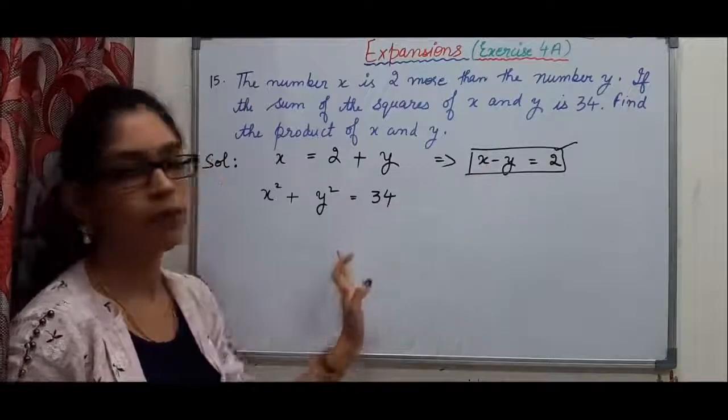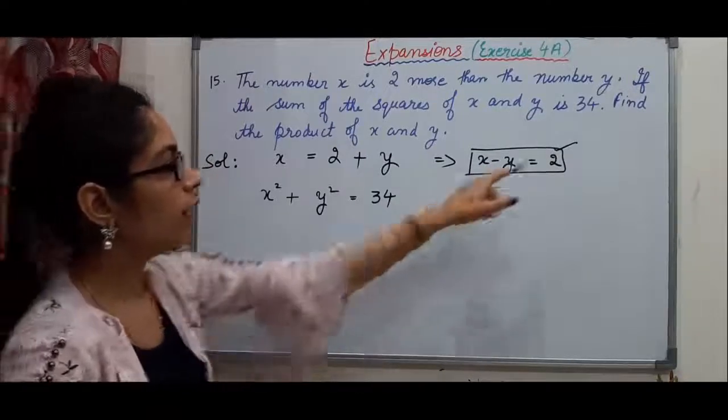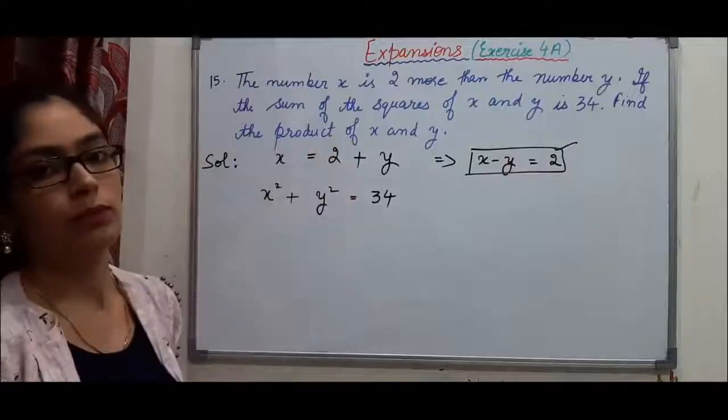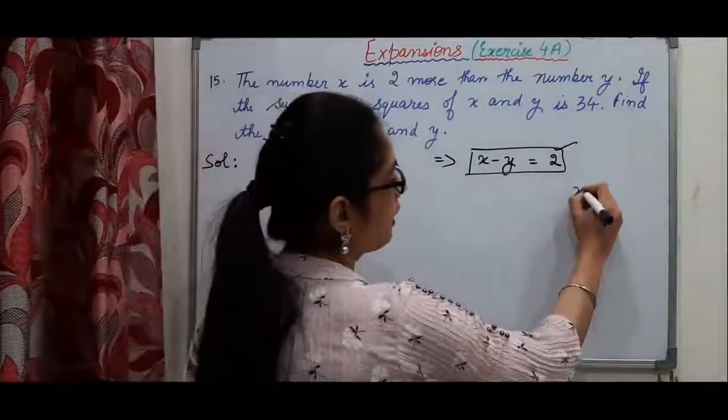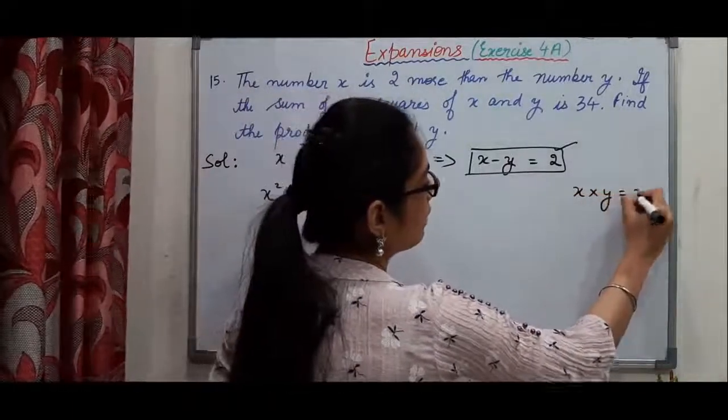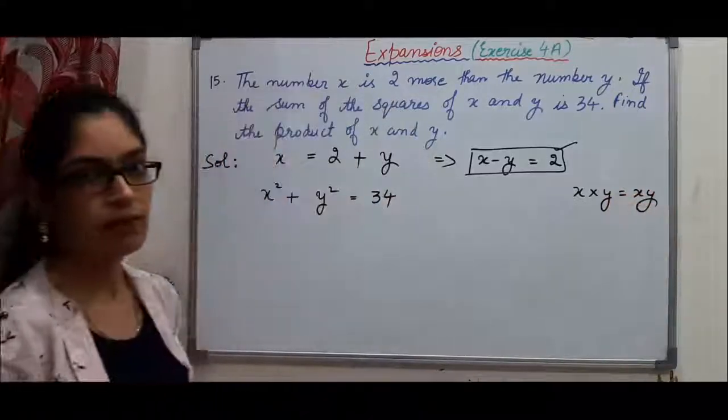So these two. Now you can relate with the previous questions. Two things are given to us. And now what do we have to find? Find the product of xy. Product is x into y, or we can write it as xy. So this xy we have to find.